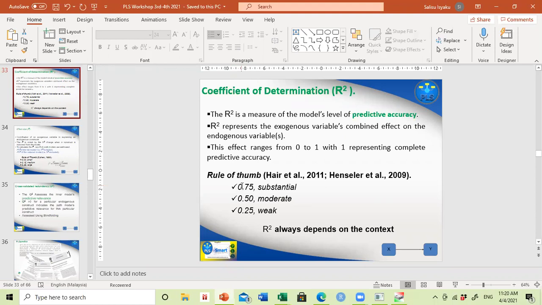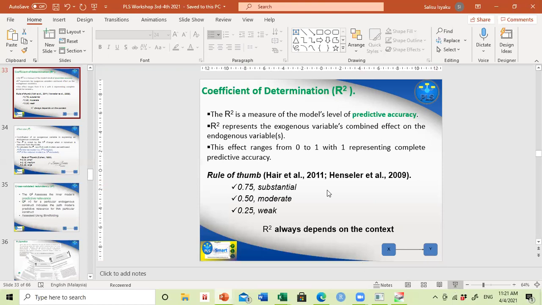You understand? Okay, let's start from the weak, maybe you will understand better. If you have R square from 0 to 0.25, it is weak. When you have above 0.25 to 0.49, it is moderate.